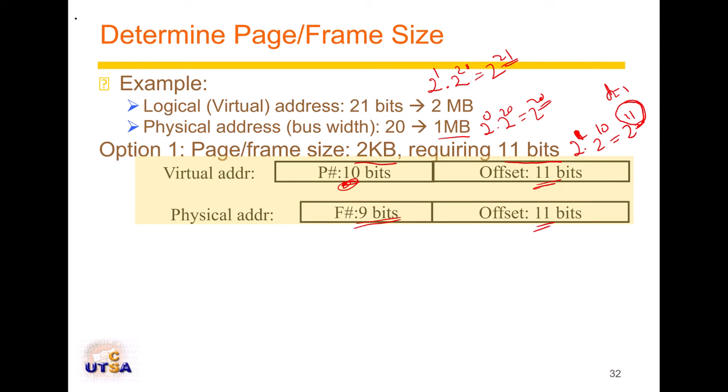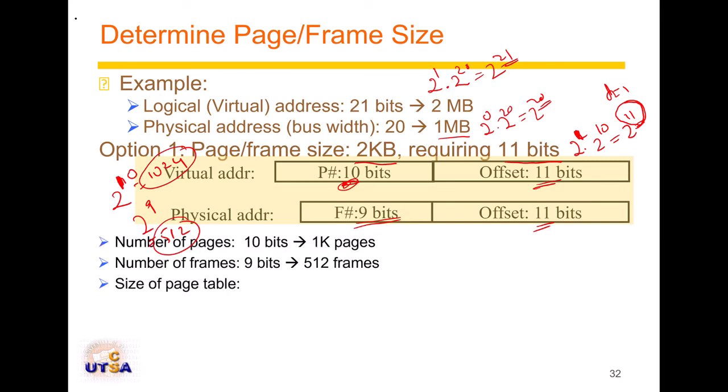So just from this picture, can you tell me how many pages we have? Right, it is 2 to the power 10 pages we will have. And for the frame number, we can also easily compute the number of physical frames, where 9 bits are used to address every frame, so 2 to the power 9, which is equal to 512, and the number of pages is equal to 1024, right? So we have that many pages and we have that many frames, basically.